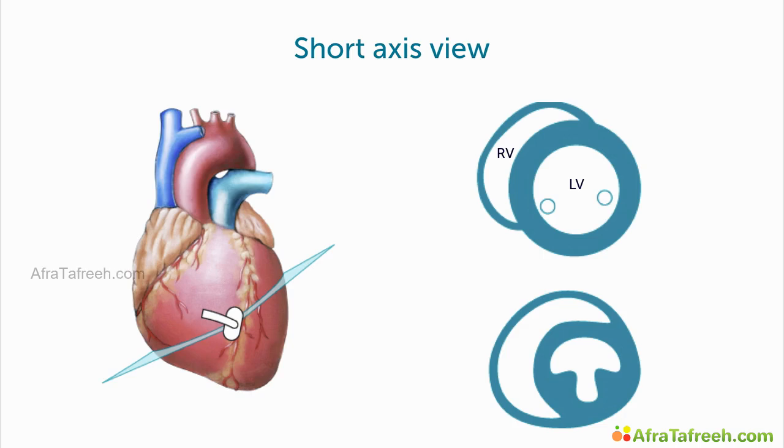Here we will show you a view where you transect the heart somewhere here in the middle portion of the ventricle. Depending on how high or how low on the ventricle you're transecting the heart, you'll get an image that looks slightly different. But in both situations, the left ventricle will be a round structure surrounded by the right ventricle in the region of the interventricular septum.